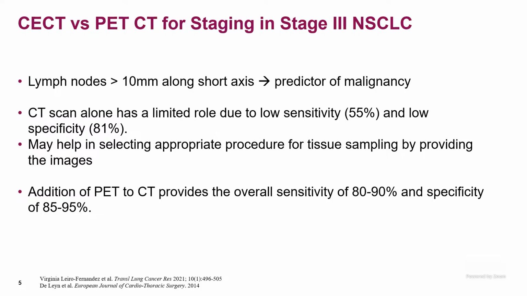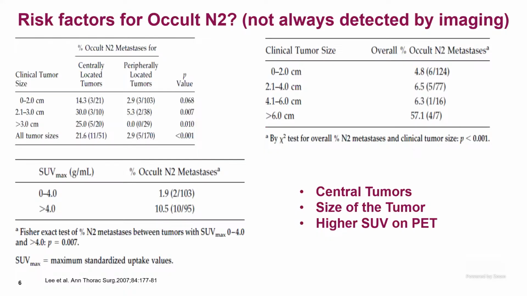And when it comes to CT versus PET CT, I think most of us now routinely practice PET CT scan in lung cancer staging workup. On a CT scan, a lymph node of more than 1 centimeter in the shorter axis is a predictor of cancer spread. CT is low in terms of sensitivity and specificity, and with the addition of PET CT, the overall sensitivity is quite high, ranging from 80 to 90%, and specificity of 85 to 95%.